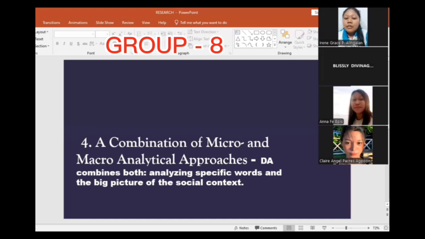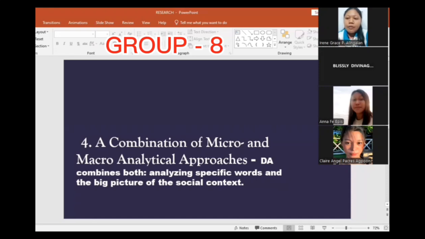So discourse analysis combines both micro level and macro level analysis. Let's talk about these two one by one. First, micro analysis. Micro analysis involves detailed examinations of certain linguistic features within a text or conversation. For example, you're analyzing specific words or grammatical structures. Since you're analyzing every single detail of a text, it is what they call micro analysis.